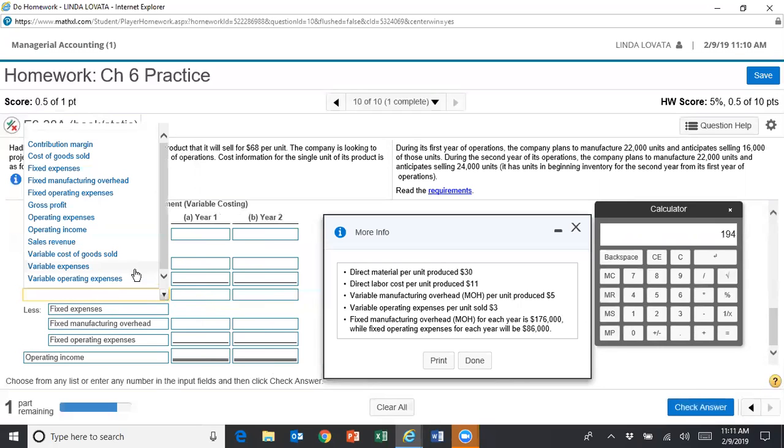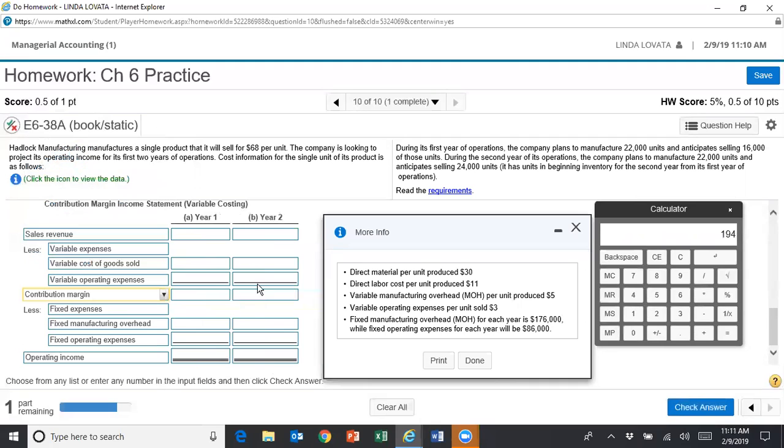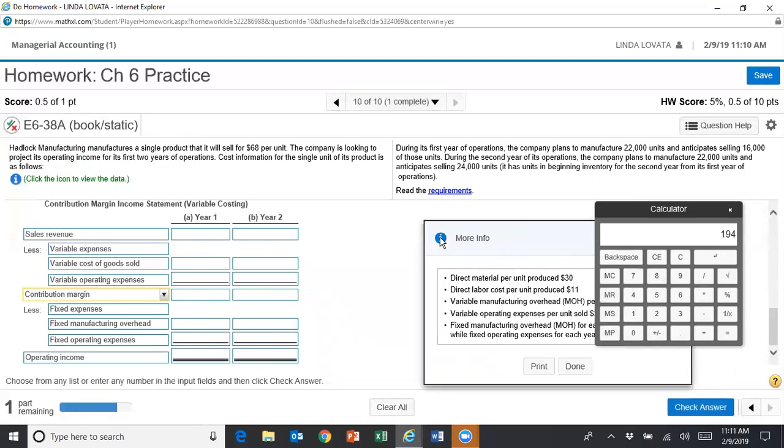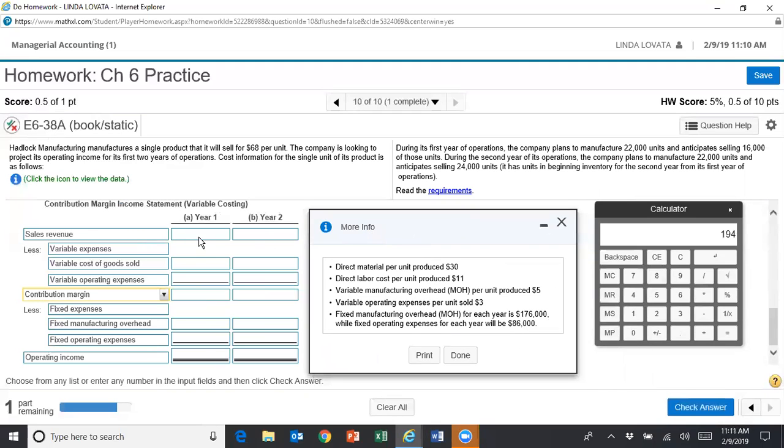Oh, I know what they're looking for. This is contribution margin. There we go. That looks more sensible. All right. I thought they were subtotaling along the way. This is where if you have your book open, it really helps because you use the same format. So sales revenue, again, that won't change from what I had last time. So you can scroll up, you can multiply.